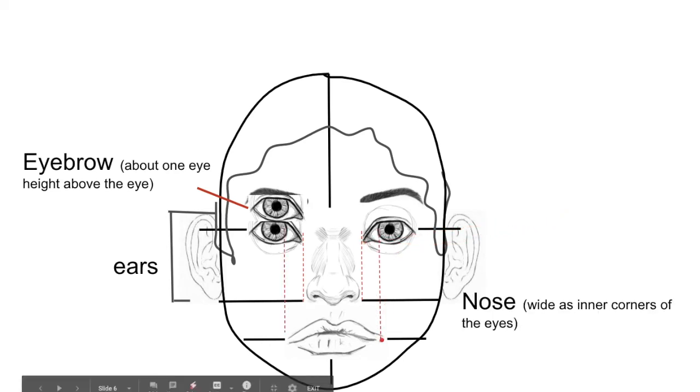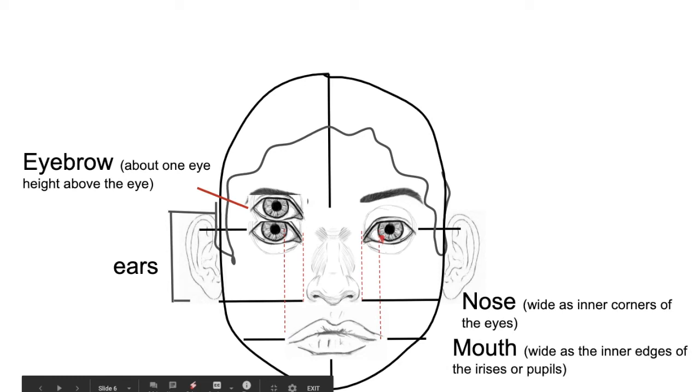And then to make the width of the mouth, you're going to drop a line from the inside of the iris, and remember the iris is the colorful part of your eye, so you can make a line that goes straight down from the inner edge of the iris, and that's going to be the edge of the mouth.